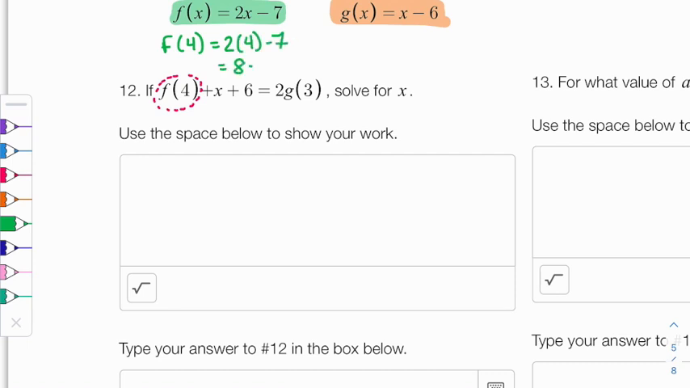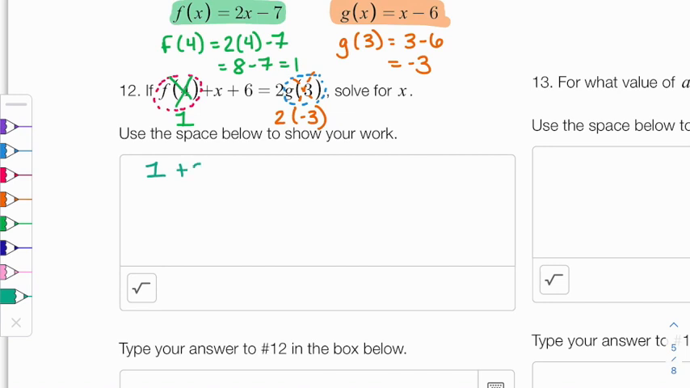2 times 4 is 8. 8 minus 7 is 1. So f of 4 we just found is 1. And then it also asks me about g of 3. It says 2 times g of 3, but I'm going to find g of 3 first. G of 3 is negative 3. So this has become 2 times negative 3. So the equation that I'm trying to solve is 1, because that was f of 4, plus x plus 6 equals negative 6. Because 2 times negative 3 is negative 6.